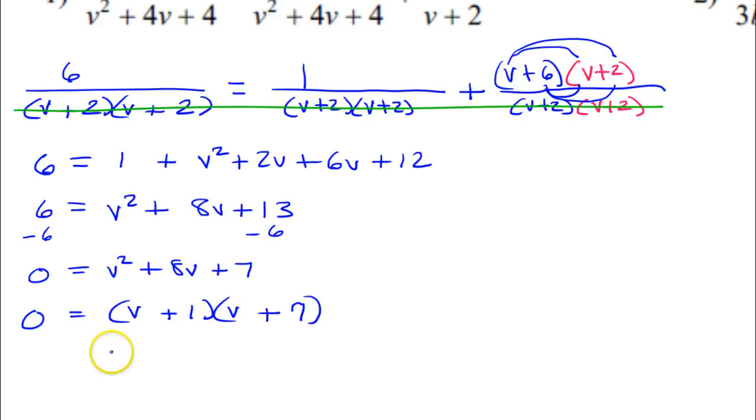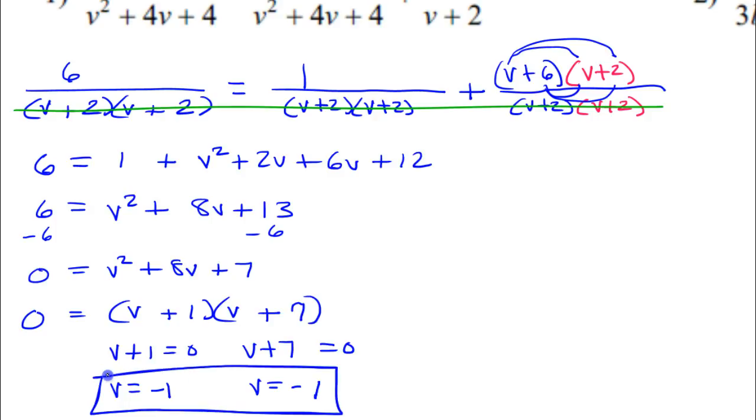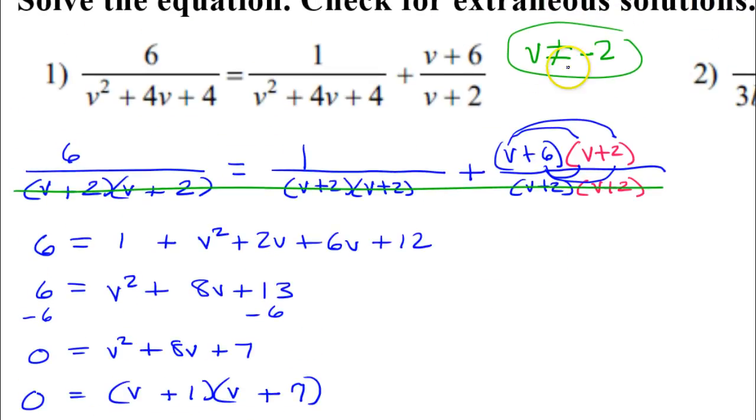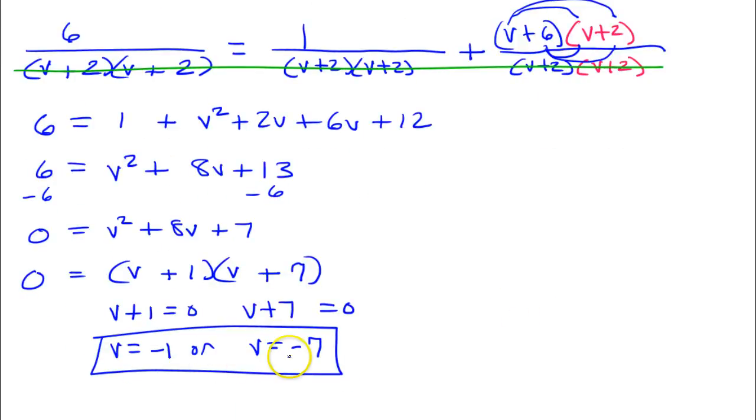Now I will set these two factors equal to 0 to get my solutions. So I have v equals negative 1 and v equals negative 7. Whoops, negative 7, man. Now let's just make sure that neither of these are excluded. Extraneous. V cannot equal negative 2. Neither of these are negative 2, so we're good. That's the solution.